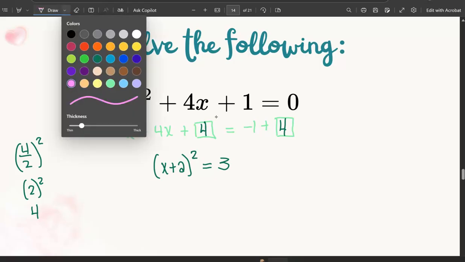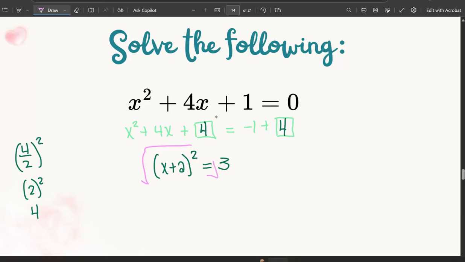When I square root both sides, I get x plus 2 is equal to plus or minus square root of 3. Moving 2 to the other side gives us x is equal to negative 2 plus or minus the square root of 3.